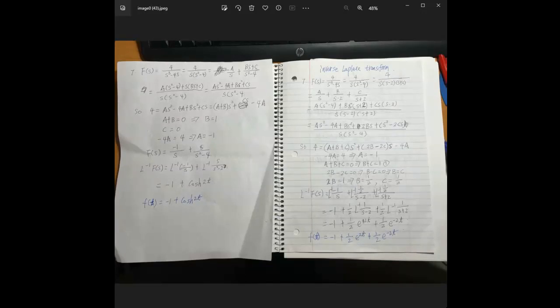The second one, the denominator has three factors. So I use the same method, partial fractions. A over s plus B over s minus 2 plus C over s plus 2. So I did the same calculation. I get A equals negative 1, and B equals 1 over 2, C equals 1 over 2. Taking the inverse of capital F of s, I get the final answer: negative 1 plus 1 over 2 e to the 2t plus 1 over 2 e to the negative 2t. So the two methods get different results. I don't know which one is correct.